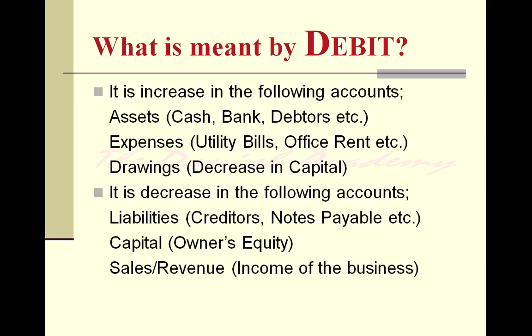And now if there is a decrease in liabilities of the business, capital of the business, or sales or revenue of the business, it is also a debit. Liabilities include creditors, notes payable, etc., and capital, which is owner's equity, and sales or revenue, which is the income of the business. So a decrease in these three things would also be called a debit. An increase in assets, expenses and drawings, or a decrease in liabilities, capital or sales is a debit.